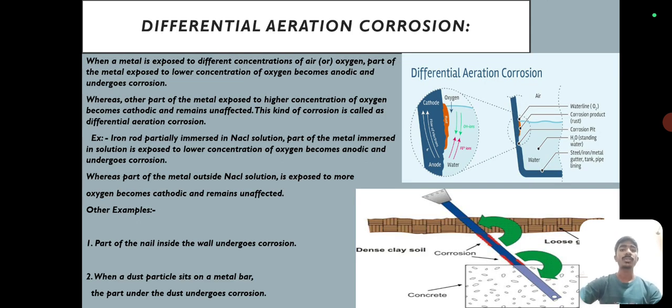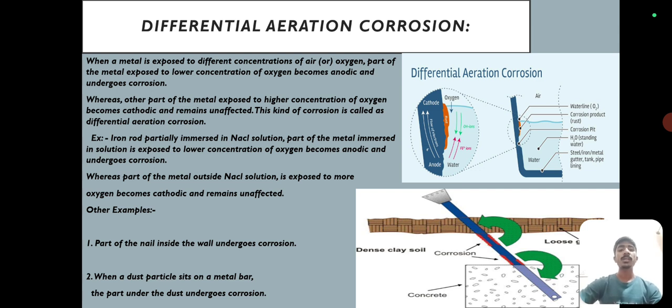Differential aerial corrosion. The metal is exposed to different concentrations of air or oxygen. A part of a metal exposed to lower concentration of oxygen becomes anodic and undergoes corrosion, whereas the other part of the metal exposed to higher concentration of oxygen becomes cathodic and remains unaffected. This kind of corrosion is known as differential aeration corrosion. Example, iron rod partially immersed in NaCl solution.